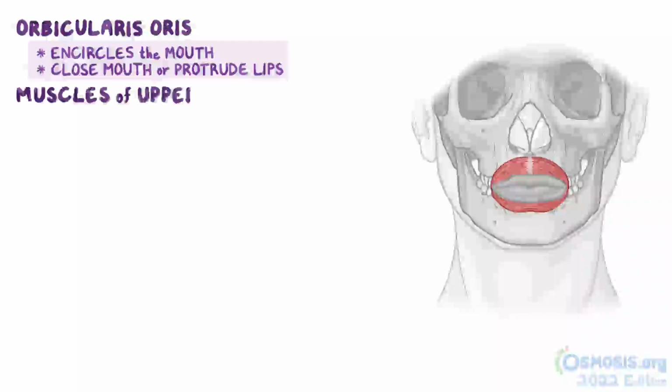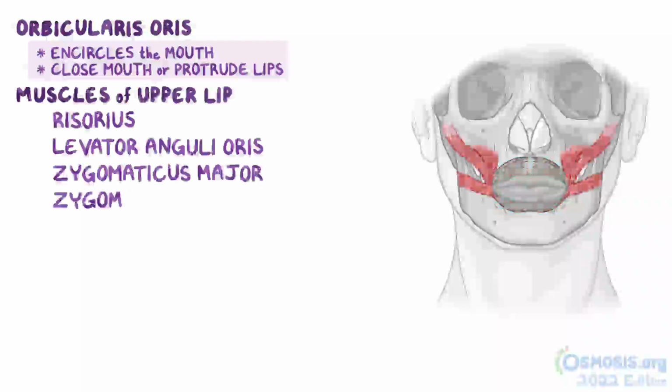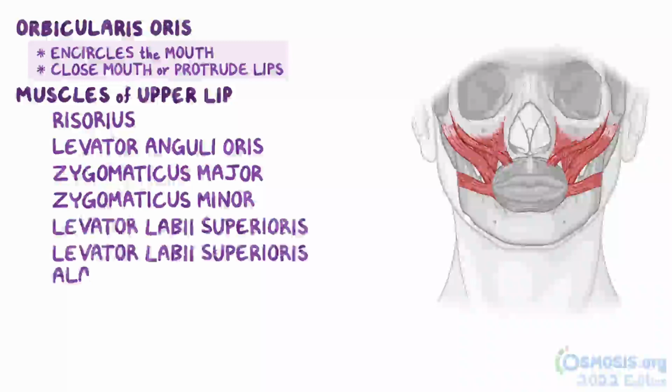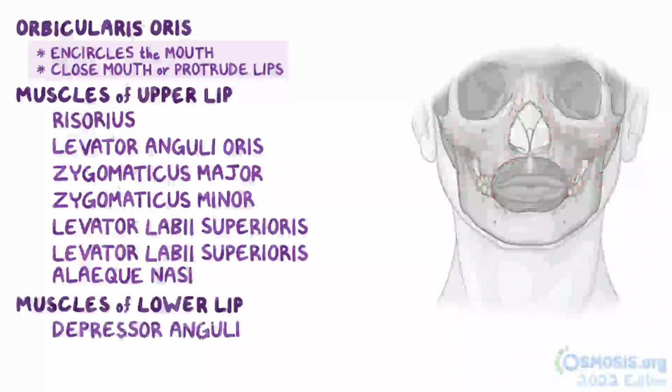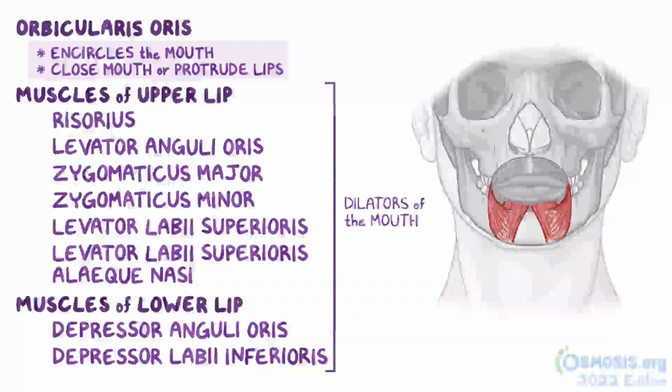The muscles of the upper lip are the risorius, the levator anguli oris, the zygomaticus major, the zygomaticus minor, the levator labii superioris, and the levator labii superioris alaeque nasi. All muscles are involved in various lip movements. Muscles of the lower lip are the depressor anguli oris and the depressor labii inferioris. Both the muscles of the upper and lower lip are dilators of the mouth.